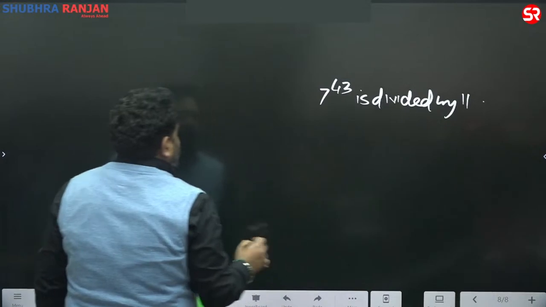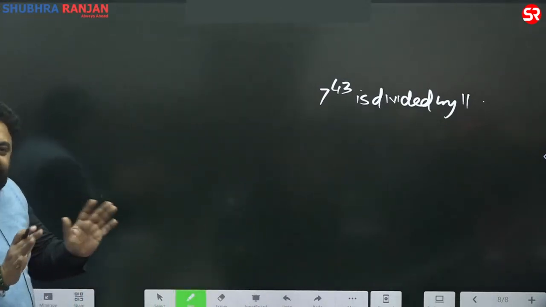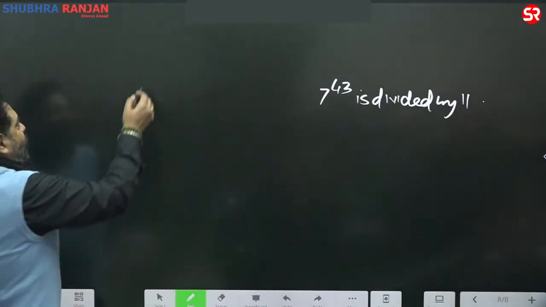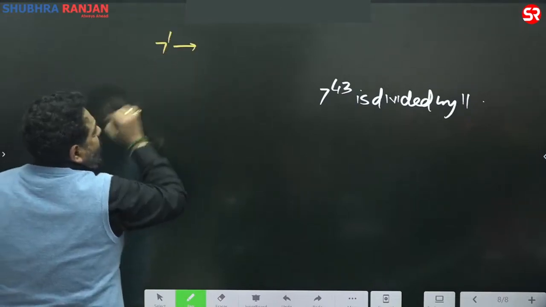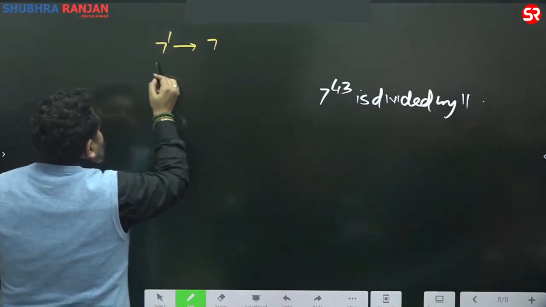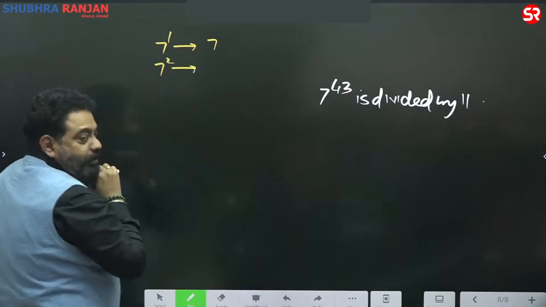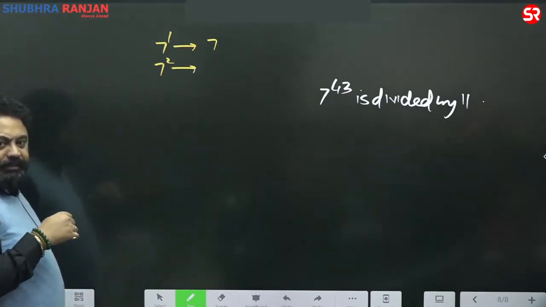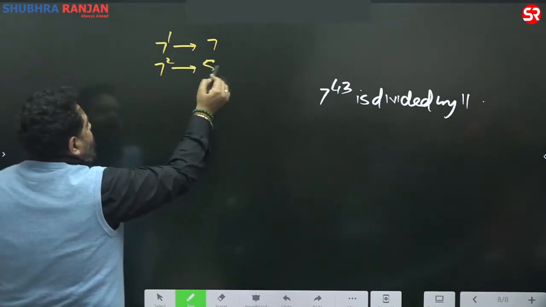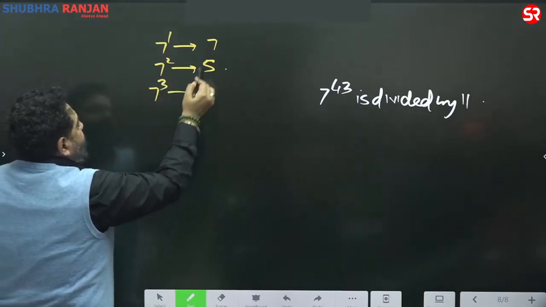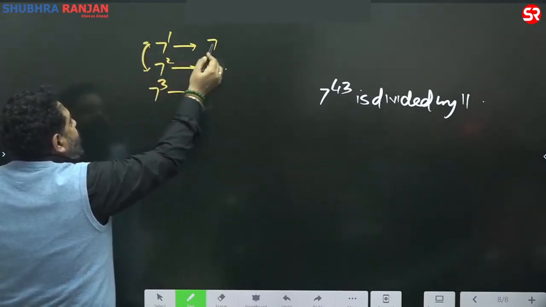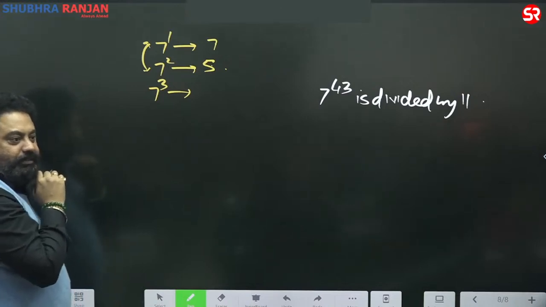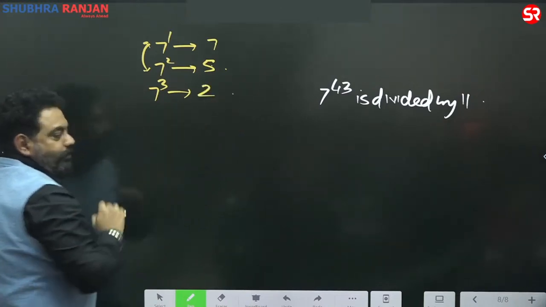Sunny, let's do the process. The process never ends. Don't worry, right? Look, 7 to the power 1 when divided by 11 gives you 7. 7 to the power 2 is 49. 49 when divided by 11 gives you 5. 7 to the power 3 is this into this, 35. 35 when divided by 11, remainder is 2. Answer is 2.